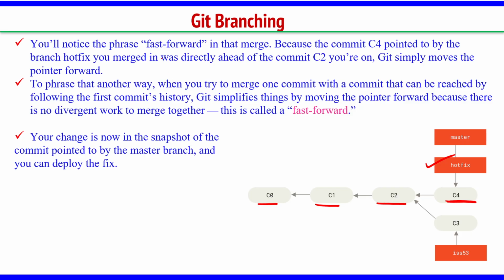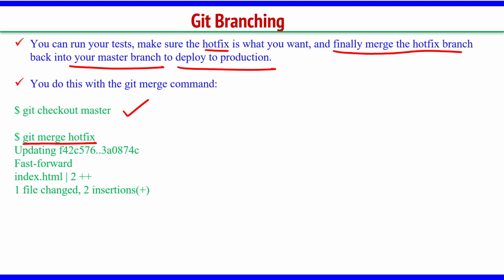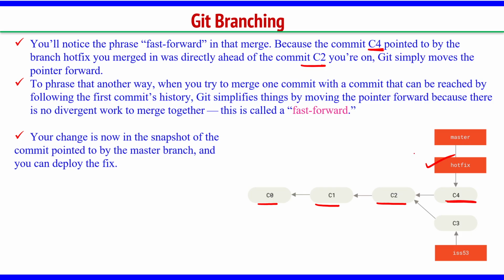Now you will notice the phrase fast forward in that merge, because the commit C4 pointed to by the branch hotfix that you merged was directly ahead of C2. See, where is C4? Ahead of C2. So it is just forwarding the commit. That's why it is called fast forward.